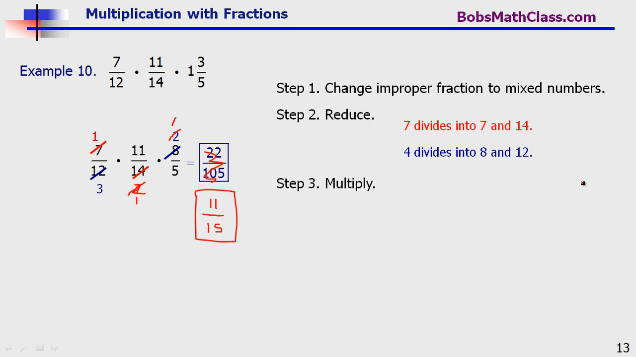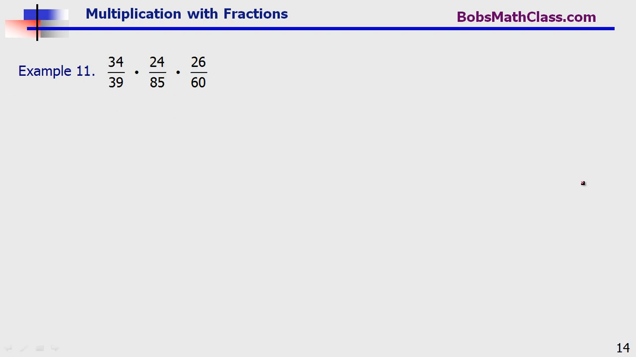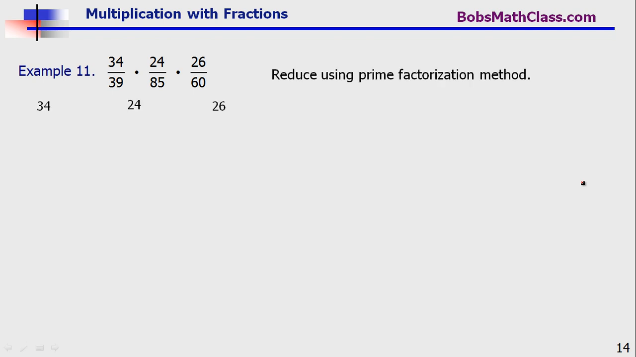Okay, let's go on to the next problem. Okay, here we have some larger numbers. You could see how easy it was to make a mistake with the cross canceling. I think this one we should just do the prime factorization. There's less chance of a mistake. Okay, so let's write down all our numbers.